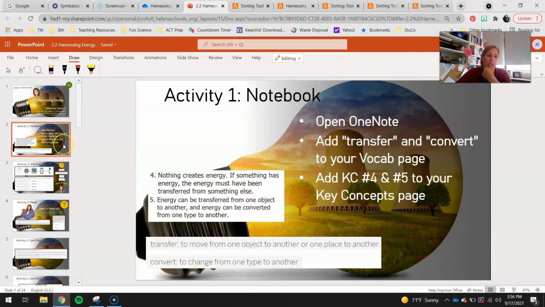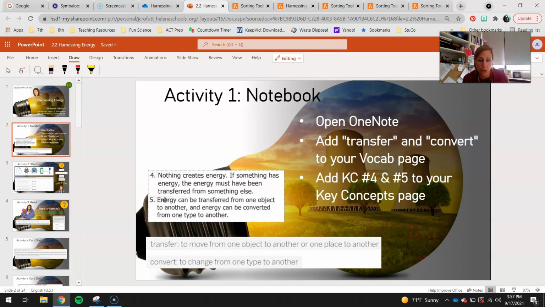Okay, so moving right into activity 1, which of course is your notebook, we have the last little snippet of notes that we're going to add in for this unit, Harnessing Human Energy. So key concepts 4 and 5, you'll go ahead and add that into the key concepts page. Nothing creates energy. If something has energy, the energy must have been transferred from something else. So an object has to get its energy from somewhere else. And then finally, energy can be transferred from one object to another, and energy can be converted from one type to another, which kind of brings us into our vocab for today.